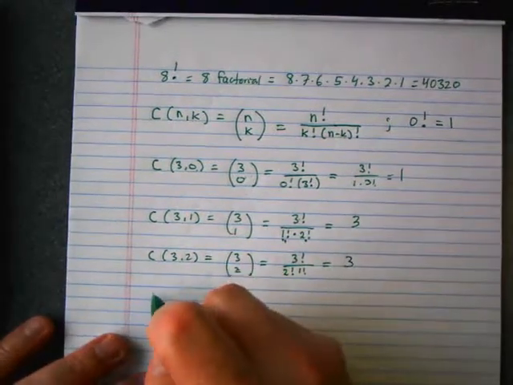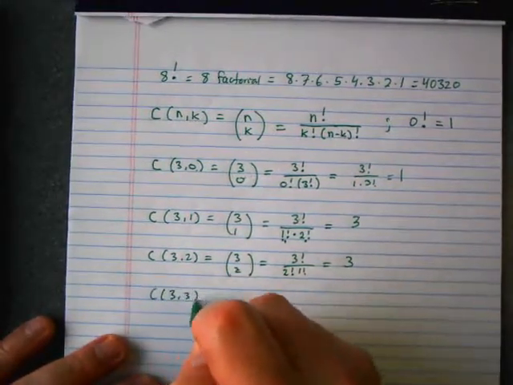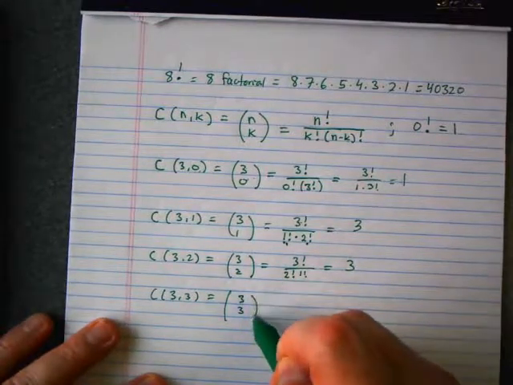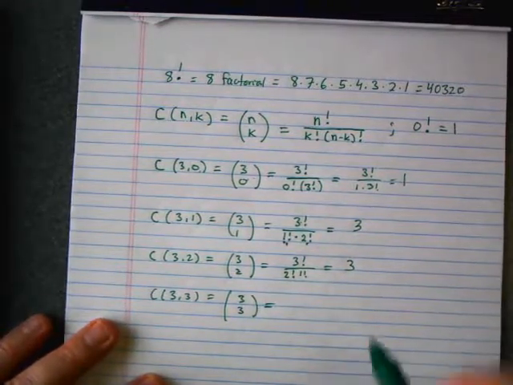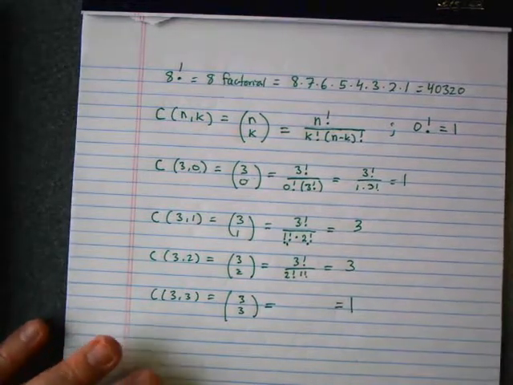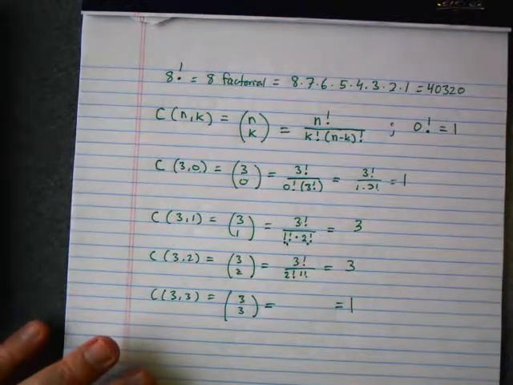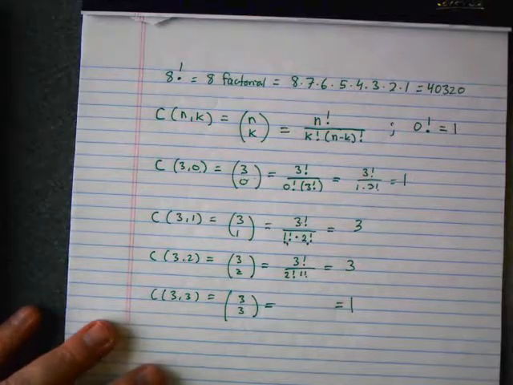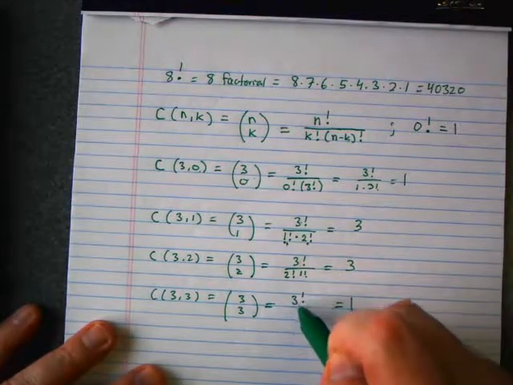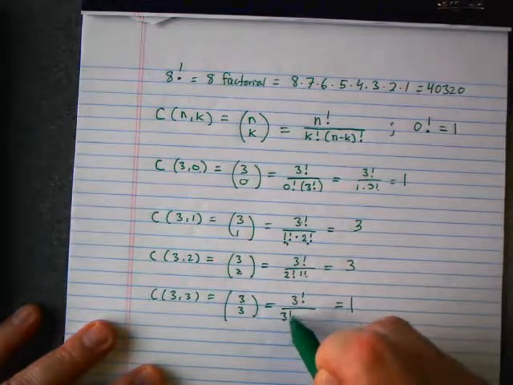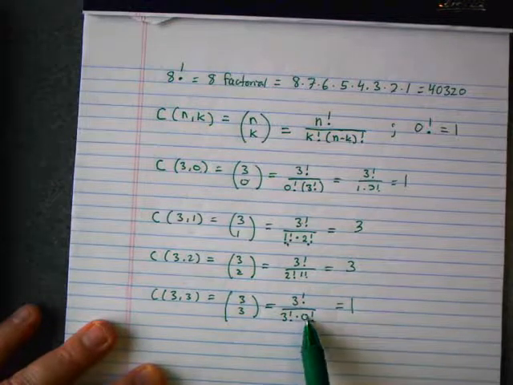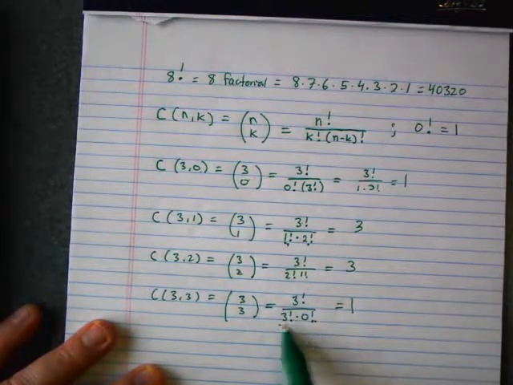All right, last one. C of 3 comma 3, that's 3 choose 3. It's 1. Why 1? Because 3 divided by 3 is 1? Because it would be 3 factorial divided by 3 factorial times 0 factorial. And 0 factorial is 1. Anything divided by itself is 1.